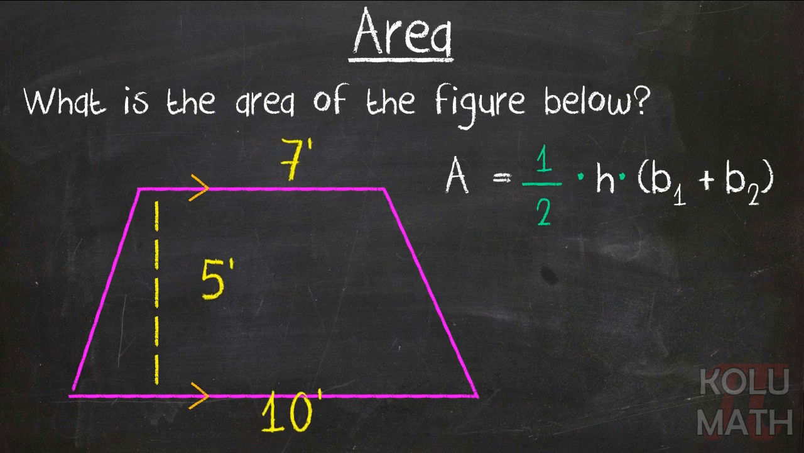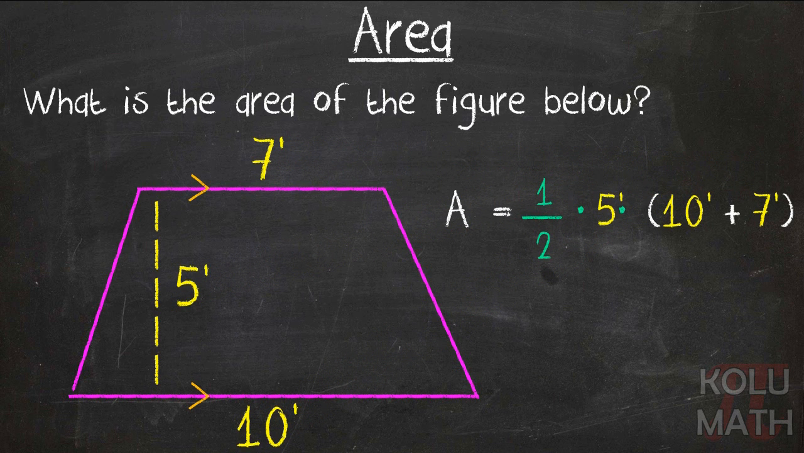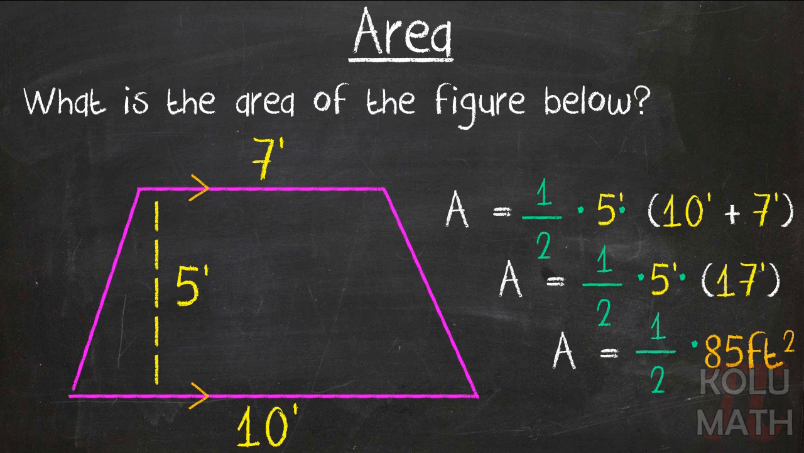There's the equation. Plug in the important numbers where they're supposed to go. That gives us A equals 1/2 times 5 times the quantity 10 plus 7. Following the rules of PEMDAS, let's complete the parentheses first. So 10 plus 7 is 17. Let's multiply 5 and 17 together. That gives us 85 feet squared.